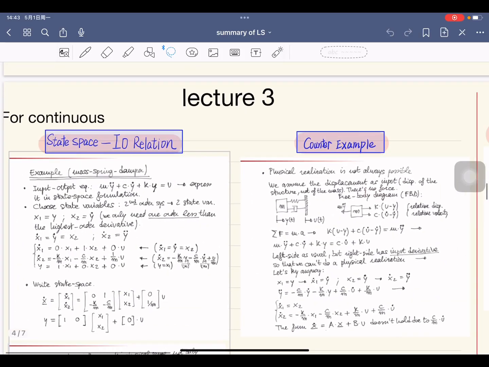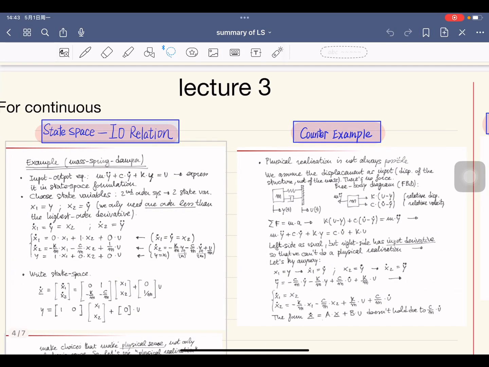Hello everyone, today I want to introduce linear systems for lecture 3. So the first one, we want to analyze the continuous systems. In linear systems, we may analyze two systems. One is continuous systems, one is discrete systems.